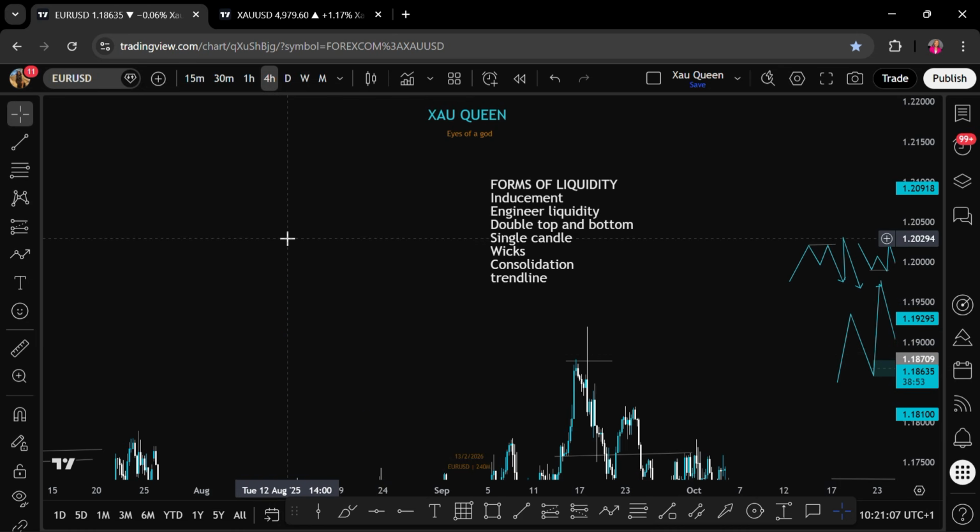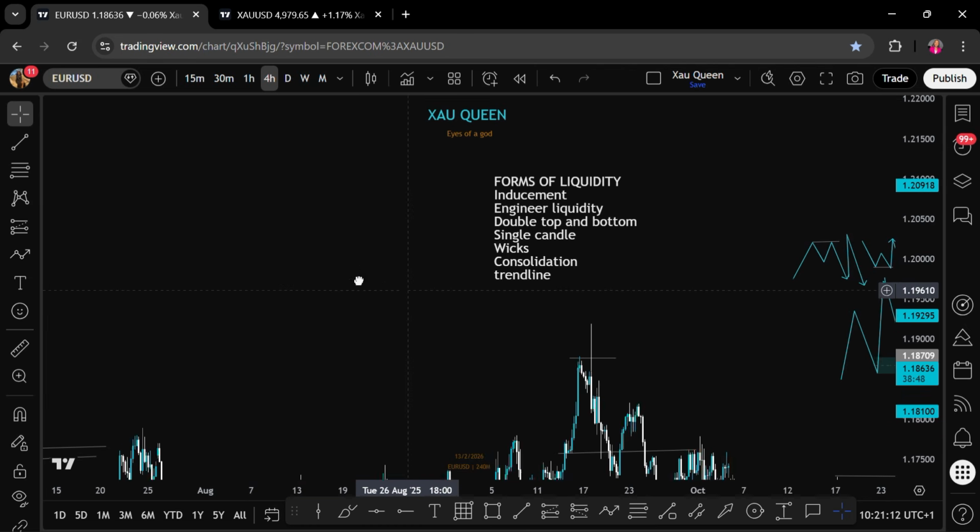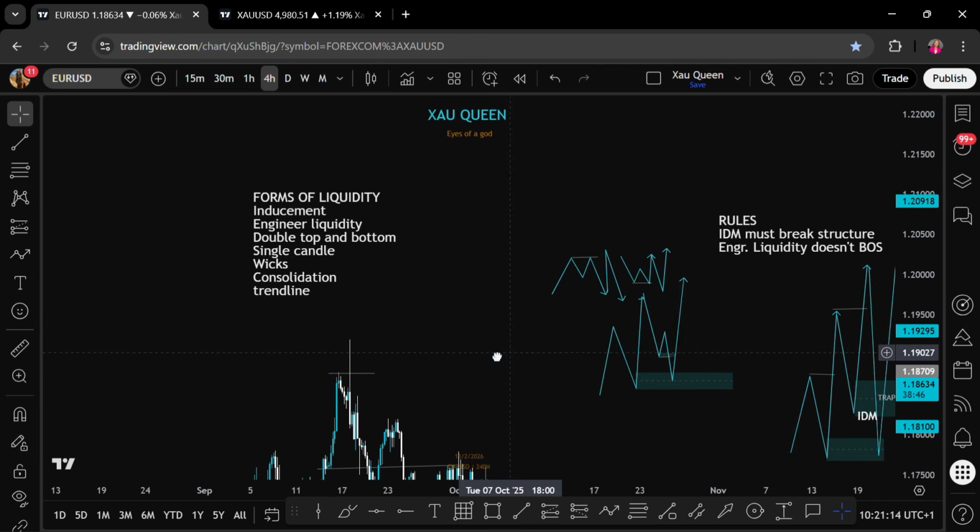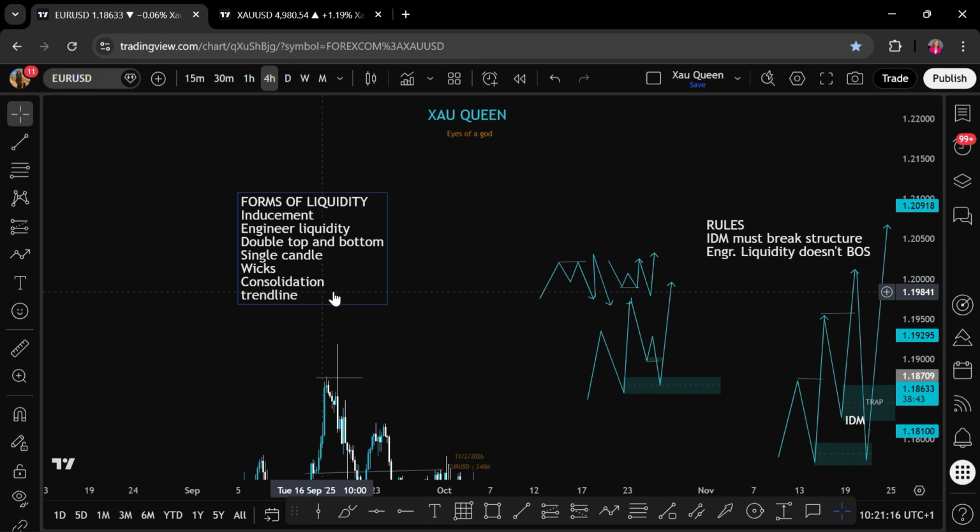Anywhere I see my setup, I will set my buy limit or my sell limit. Anywhere it triggers me, that's where it triggers me. Do you get? So yeah, these are the ones majorly I work with.